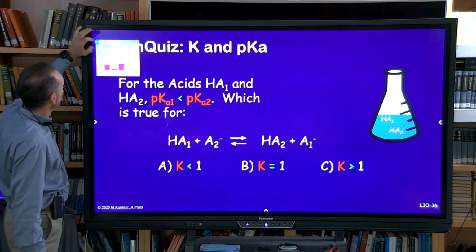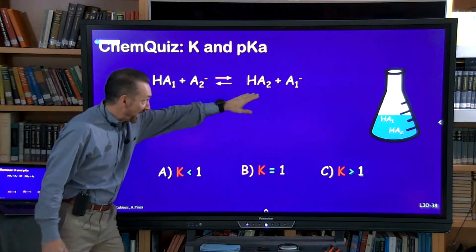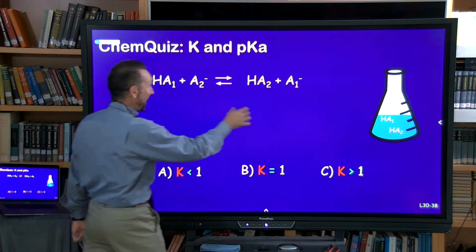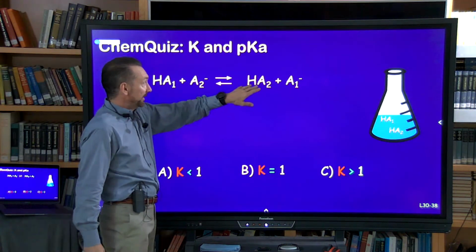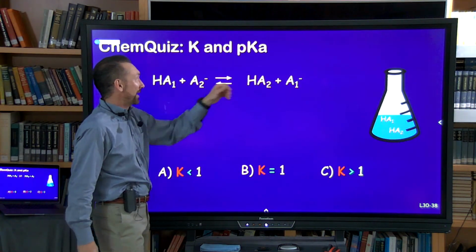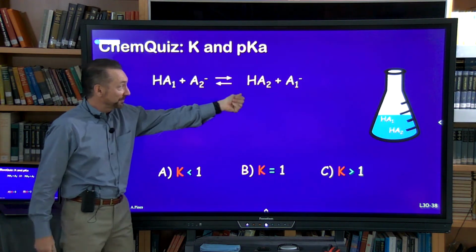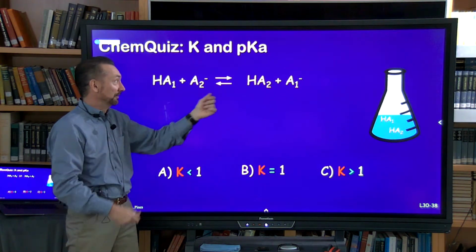Let me give you my thinking on this. This is the reaction we're interested in. We want to know if it favors this side or this side. We want to know if there's a battle between the protons. Does HA1 get rid of its proton? It's the hot proton. You take it, I'll take it, you take it, I'll take it.